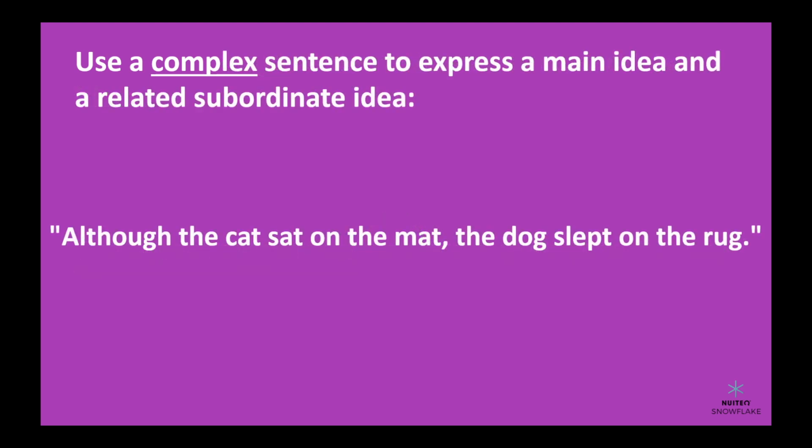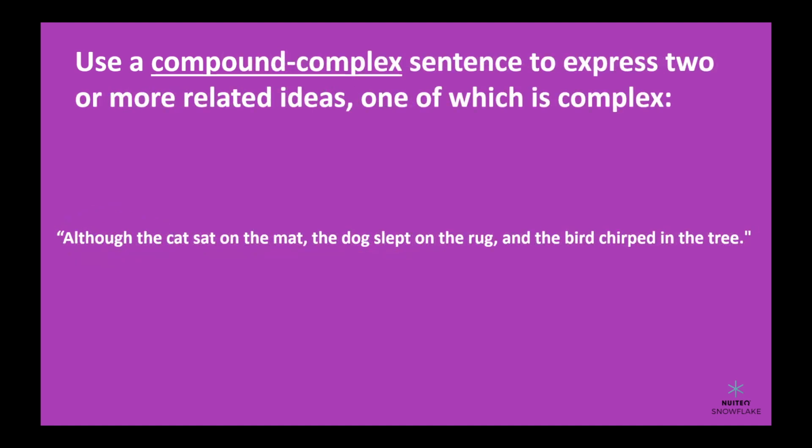Use a complex sentence to express a main idea and a related subordinate idea. Although the cat sat on the mat, the dog slept on the rug. This is a complex sentence, with a subordinate clause beginning with a subordinating conjunction, although. Use a compound complex sentence to express 2 or more related ideas, one of which is complex. Although the cat sat on the mat, the dog slept on the rug, and the bird chirped in the tree. This is a compound complex sentence with 2 independent clauses and 1 dependent clause.